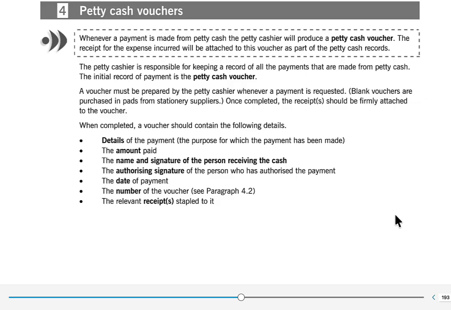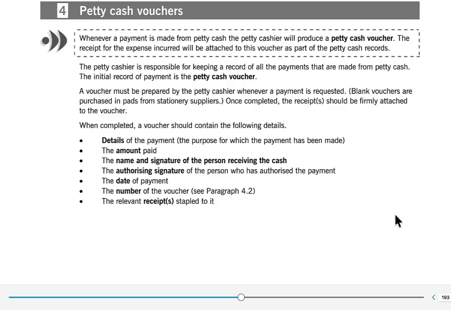After the employee buys the stationery, they bring back the receipt. The petty cashier staples the receipt to the voucher. Now the voucher and receipt become one complete record. That is proper petty cash control. Why the voucher number matters so much, I want you to remember this like a classroom rule. No voucher number means weak control. A missing number can hide missing vouchers, and missing vouchers can hide missing cash. So numbering vouchers in sequence helps you in 3 ways. 1, it creates order. 2, it shows completeness. 3, it makes checking easier.